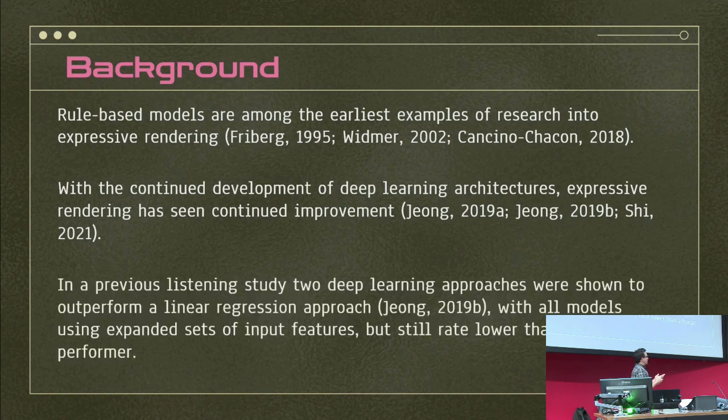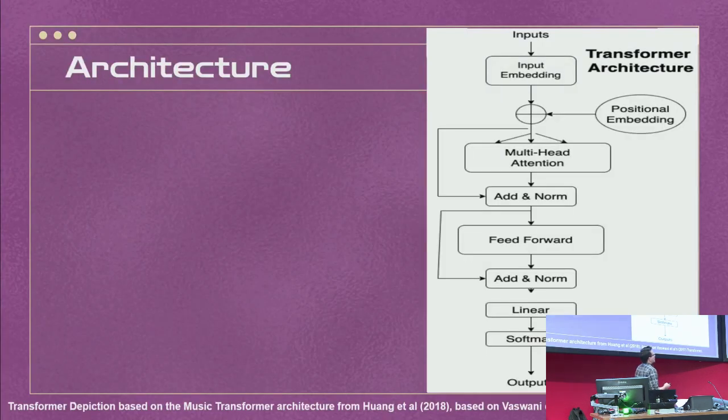But just to show this, in one listening study recently, or a couple of them even, 2 deep learning architectures, one being a graph neural network and one being a hierarchical recurrent neural network, have both been shown to massively outperform linear regression models, but they still rate lower than humans, in these excerpts at least. So, we decided to try and apply a transformer architecture, and the reason for this is, for people who don't do AI, a transformer, as compared to a normal feed-forward neural network, is capable of processing in parallel.